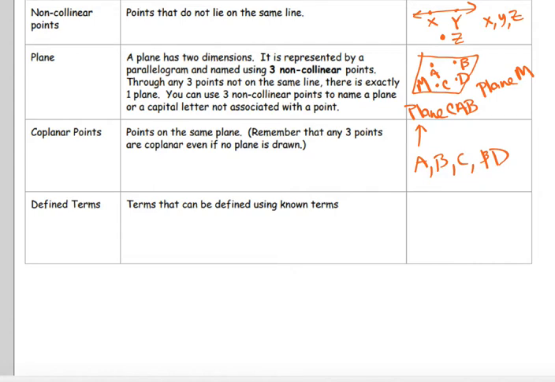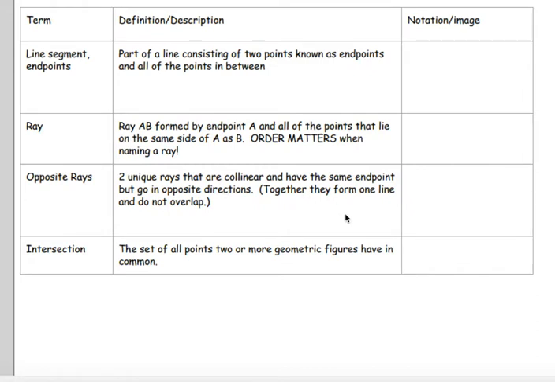Define terms. These are terms that can be defined using known terms. There's no picture for that. But using the term plane and line and point, we can define other terms in geometry. Line segment, endpoints. Here, part of a line consisting of 2 points known as endpoints and all of the points in between. So a line segment has like a beginning and an end. It does not keep going.